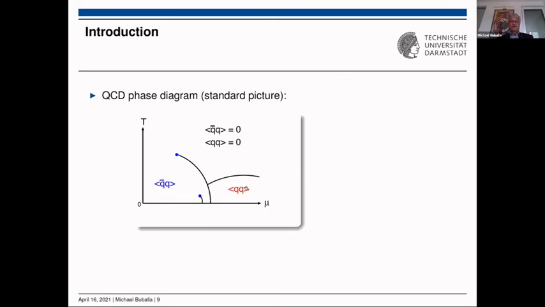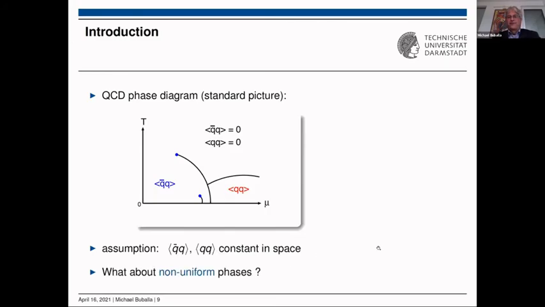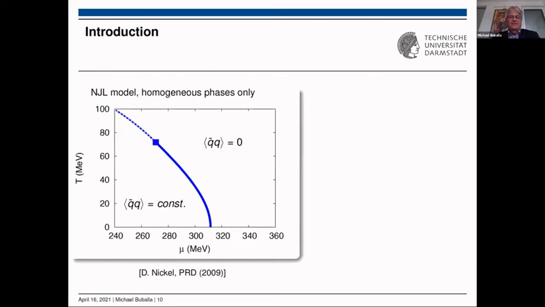But the tacit assumption when drawing this kind of phase diagram is always that you assume that the condensates, which are the order parameters for these phase transitions, are constant in space. And the question is, is this really true? And what about non-uniform phases? And actually, this has been discussed more than 10 years ago by Dominik Nickel, who I showed in the group picture before, within an NJL model.